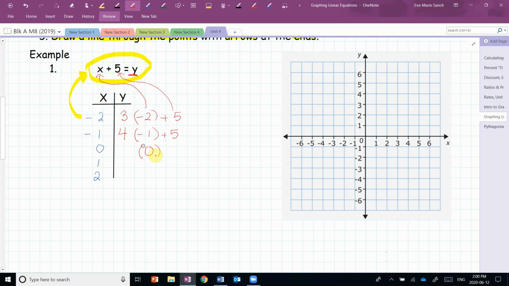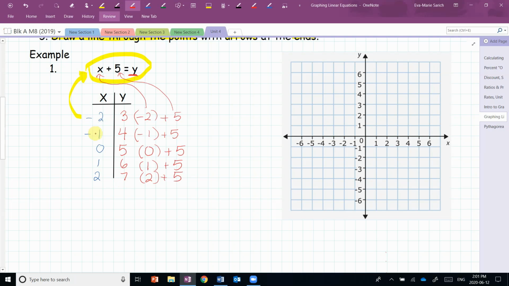All right? Go to the next number. 0 is substituted in. Add 5 to the 0, and 0 plus 5 gives us 5. The next number is 1 substituted in. 1 plus 5 gives us 6. Substitute the next number in, and 2 plus 5 gives us 7. Now, these are called linear relations, because these numbers are related to each other.